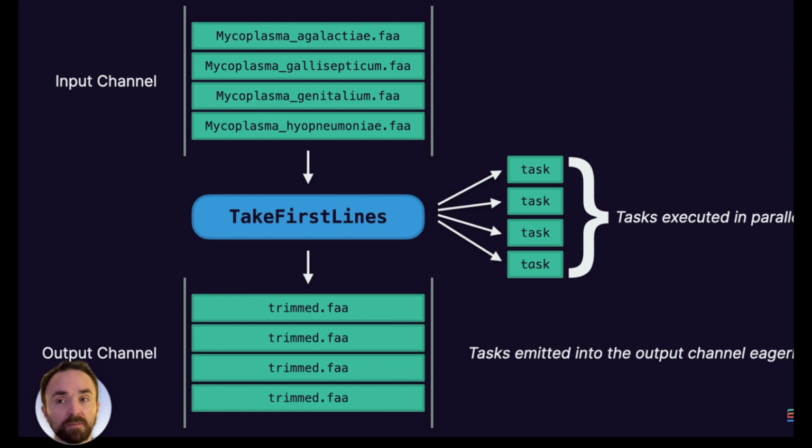Of course, in our little toy example, they exit almost instantaneously, so we can't really see that. But you'll see when you're doing real bioinformatics that each of these tasks are executed in parallel. We don't have to wait for one to finish. And as those tasks finish, in whatever order they finish, they will be emitted into the output channel. And we get a new channel with 4 trimmed.faa files in them.